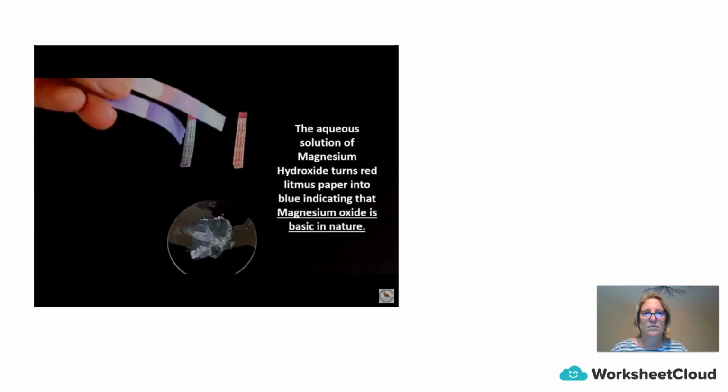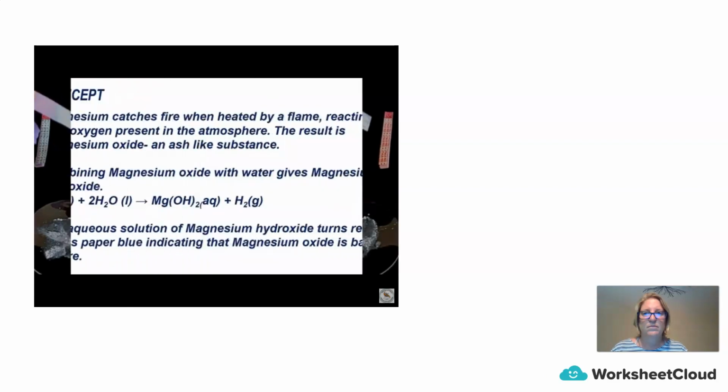You will notice that the blue litmus paper remains blue while the red litmus has turned blue. This indicates that magnesium oxide is basic in nature.